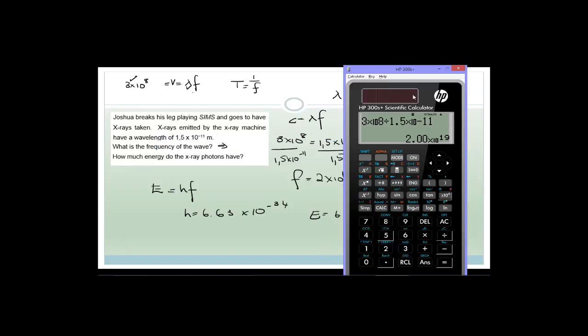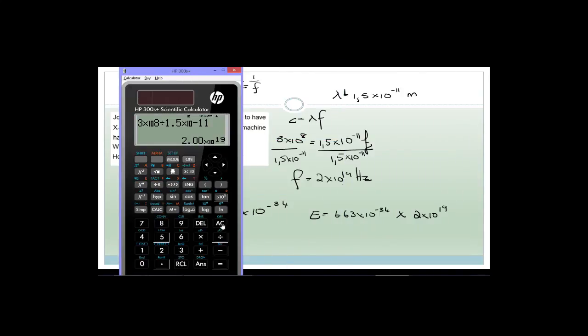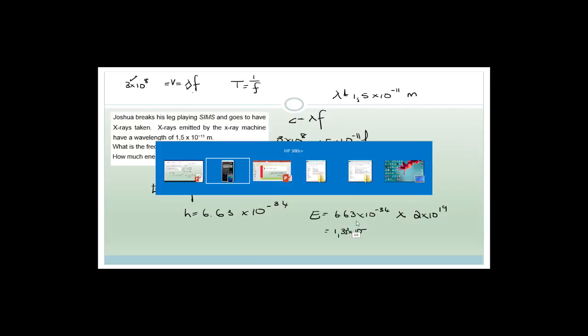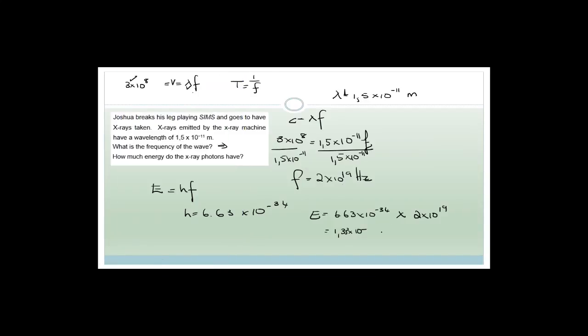Again, we need to get our calculator out. We type 6.63 exponent negative 34, multiplied by 2 exponent 19, which equals 1.33 times 10 to the negative 14. So E is 1.33 times 10 to the negative 14 joules. That is the energy that these X-ray photons have.